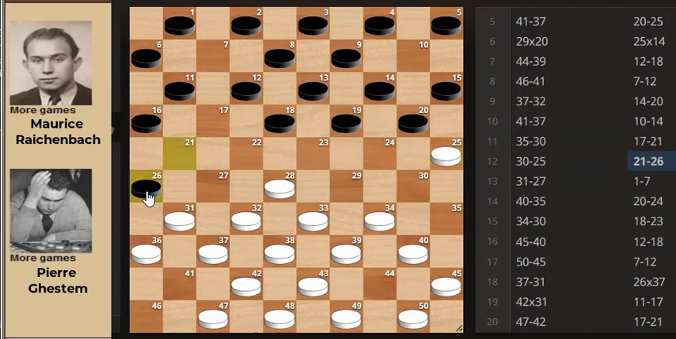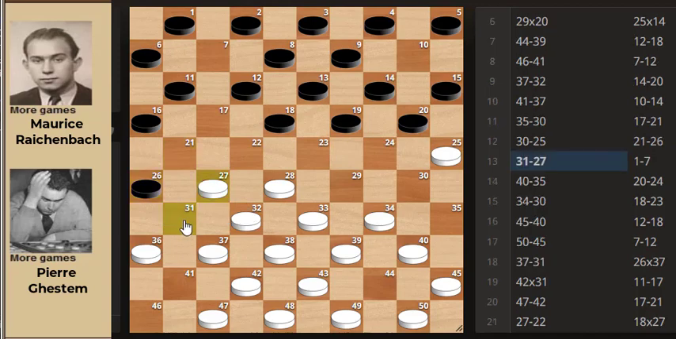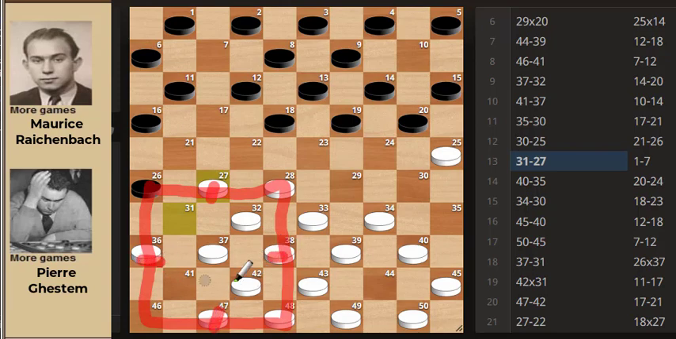Morris played 21-26, which was answered by 31-27. If you draw the square, we can play this position. Note that this position is also important when you are considering the square diagram. We can take 27. Ghestem played 31-27, which is a good move.